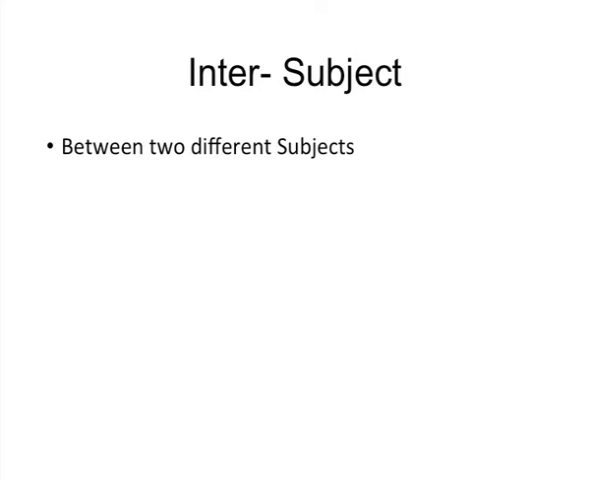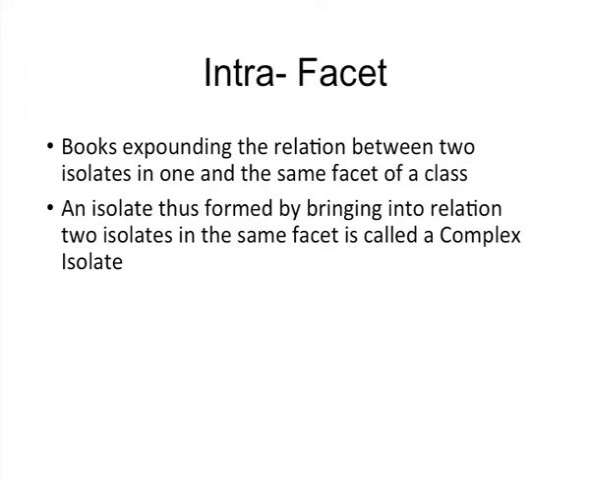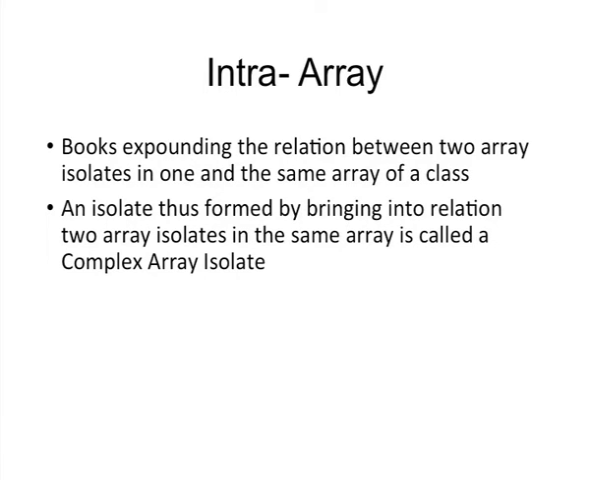I again repeat for your clarification that if the relationship is between 2 subjects, it is called inter-subject. If it is between 2 isolates of the same facet, it is called intra-facet, and if it is between 2 isolates of the same facet and same array, then it is called intra-array. So, these are the different types of phase relations.